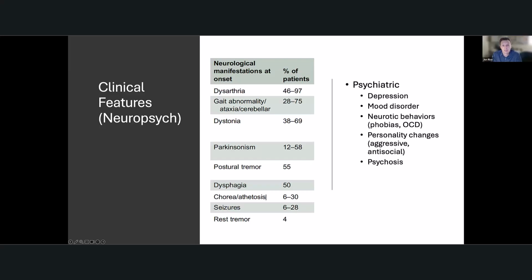Psychiatrically, this can present as something as simple as depression or mood disorder, neurotic behaviors, phobias, OCD, as well as personality changes that can develop in some patients, such as becoming aggressive or antisocial, as well as psychosis. I was recently asked about a patient by one of my colleagues where they were considering Wilson's disease in a new cirrhosis, or a patient with cirrhosis and psychosis, which obviously can present in that way.